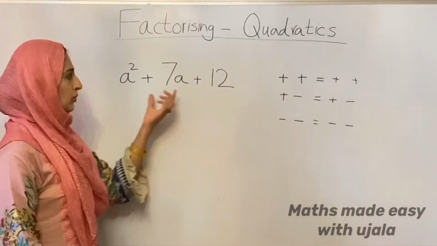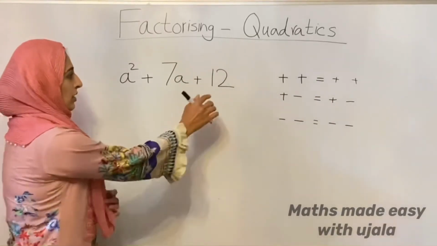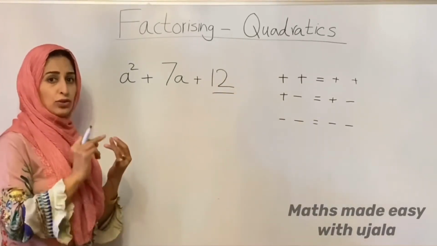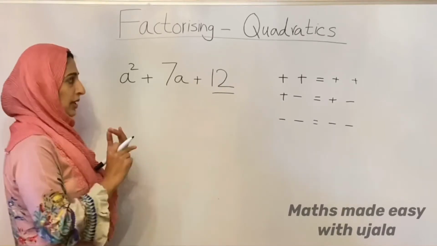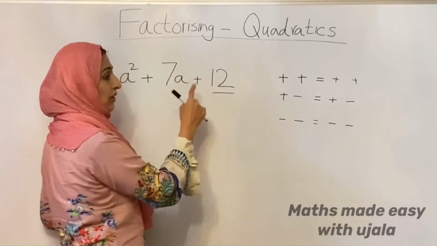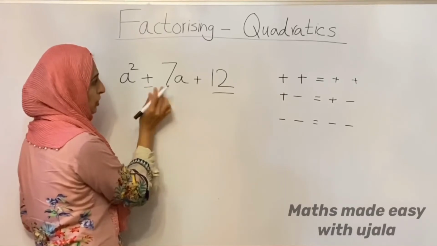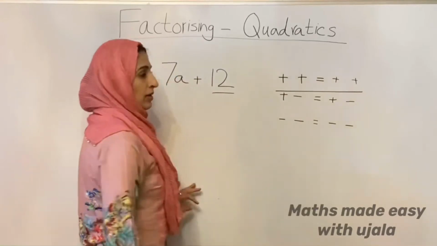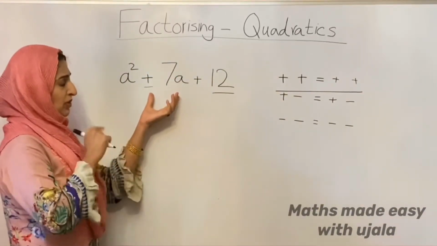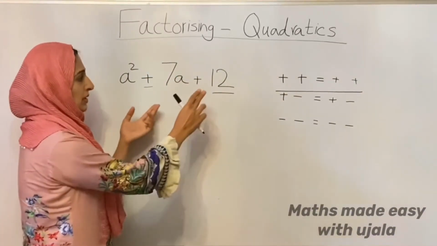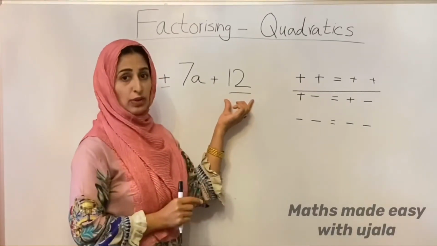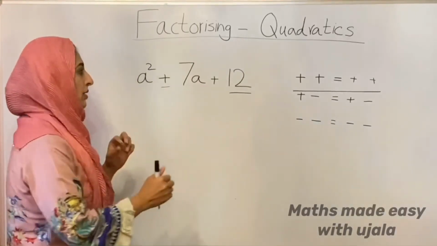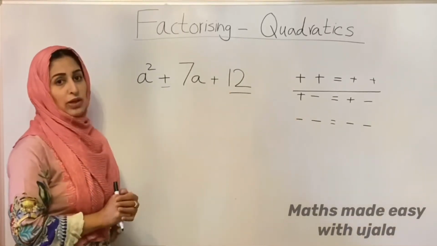Again, this is a quadratic equation. I've got 3 constants. The last one, 12. I have to find 2 numbers. If I multiply, I will get the answer 12, and if I add them, because there's a plus sign here, both terms will be with plus sign. So 2 numbers, if you are multiplying, the answer will be 12, and if you are adding them together, the answer will be 7. What are the factors of 12?